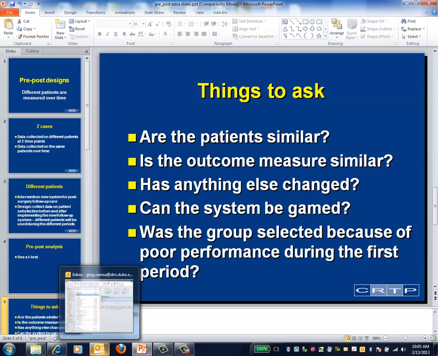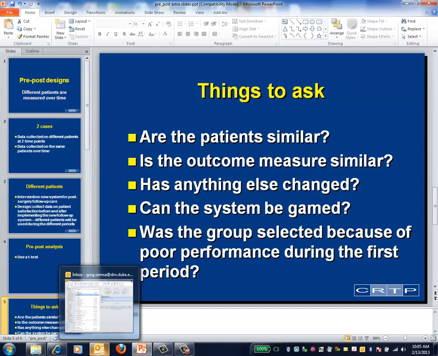Has the measure of surgical quality changed? This might be particularly likely if your data are derived from an administrative database. Between the pre- and post periods, has anything important changed other than the implementation of the new post-surgical follow-up protocol? This is critical because what you'd like to do is attribute differences between the groups to the impact of the new protocol. Can participants game the system?